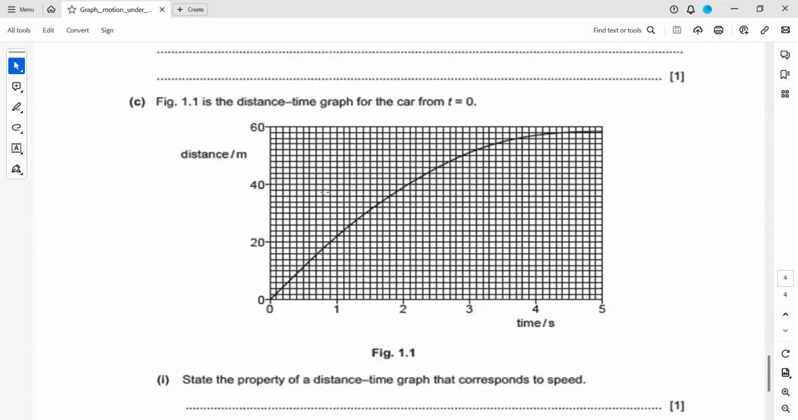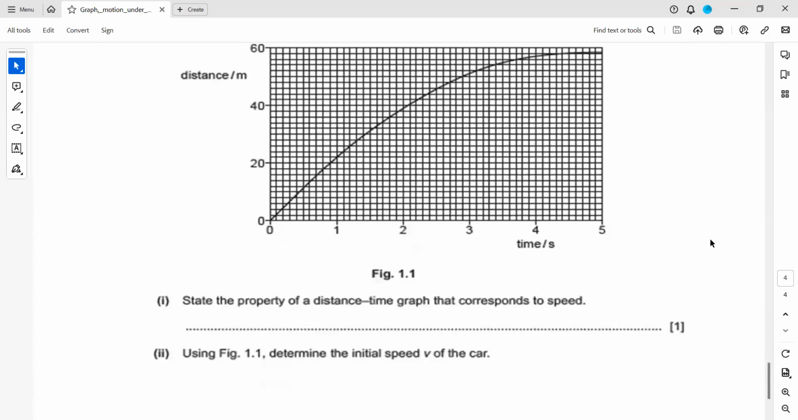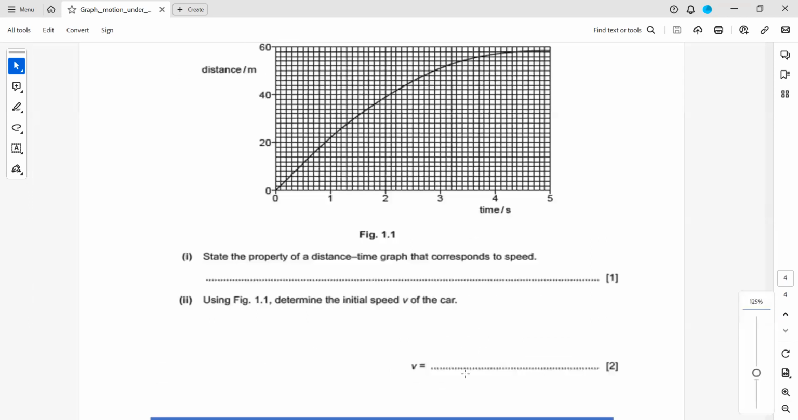Then figure 1.1 is a distance time graph for a car at time t equals 0. State the property of a distance time graph that corresponds to the speed. Like which property gives us the speed of the car? If you want to get the speed of a car, how can we get it? By the gradient or the slope. Determine the initial speed of the car. Initial speed means like starting speed.